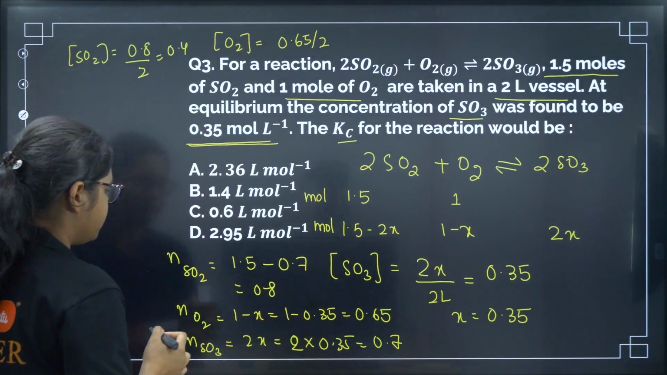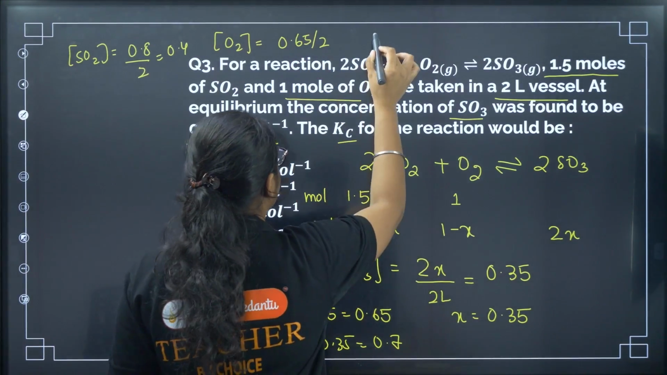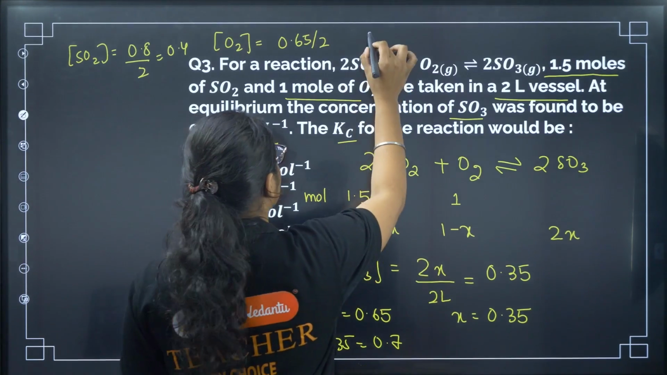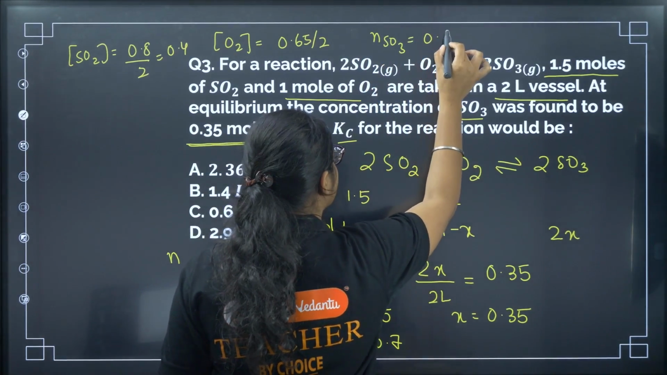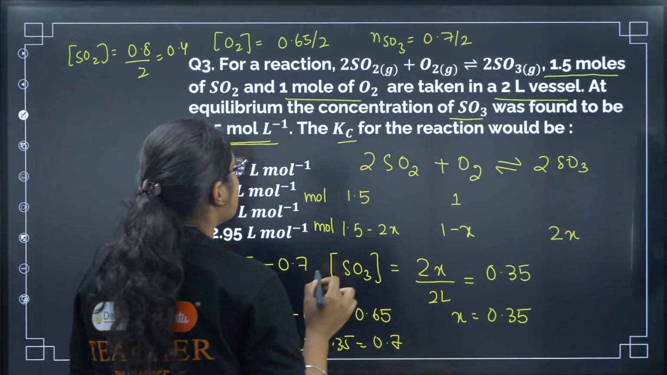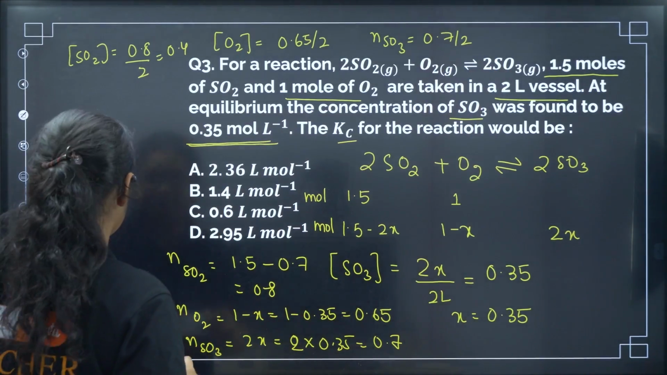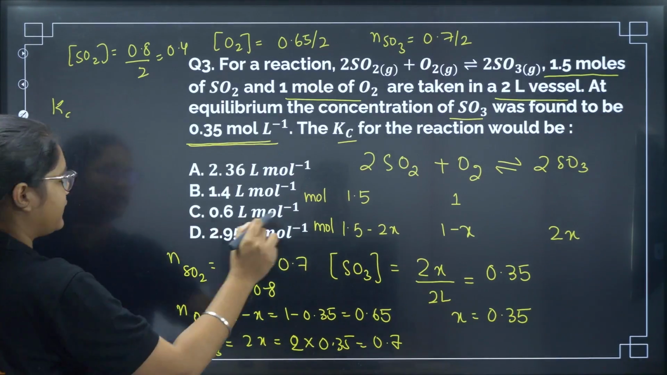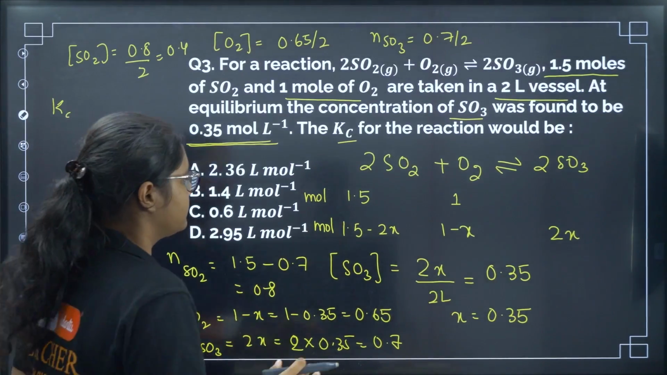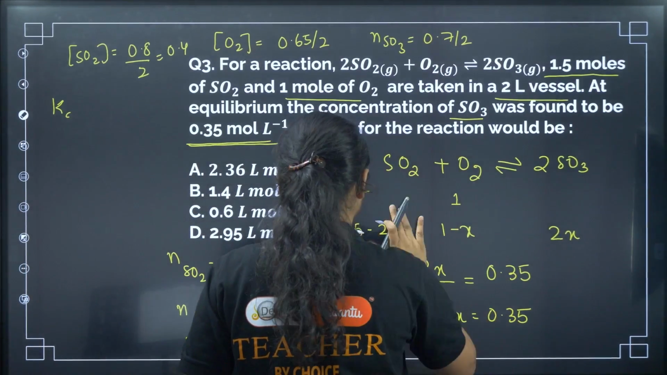Okay, so we will get 0.65 by 2, and then I'll keep it as it is, and the number of moles of SO3 will be equal to 0.7 by 2. Okay, now if we solve this, let us solve it. What we will get? Kc value you have to calculate, right? I'll write on that side. So this part I am erasing now.